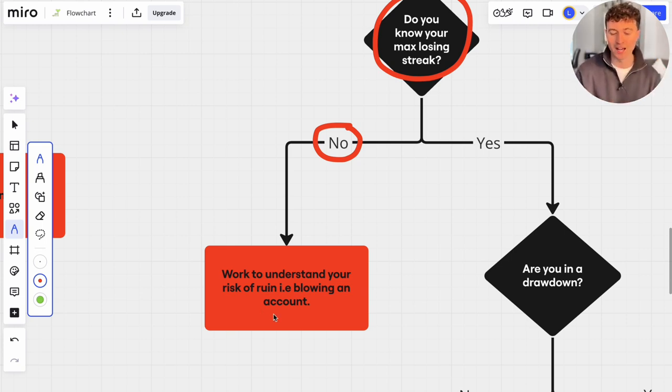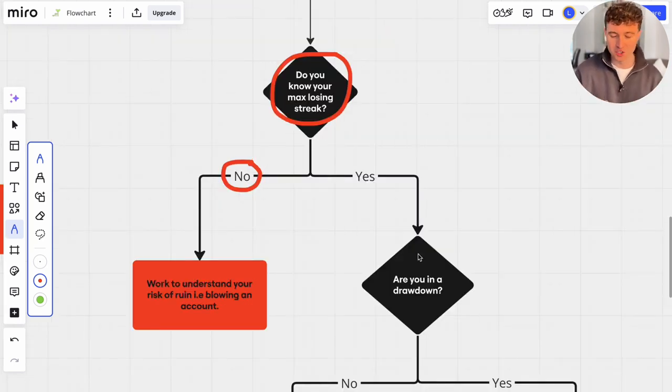i.e. blowing an account. You can do this by simply backtesting your trading strategy. For me, I've done this over hundreds and hundreds of trades to find out what my maximum losing streak is. Then once you've done this, you can use that to reverse engineer your risk profile. And that just simply means how much risk you're going to take every single trade. For me, for example, let's just take gold. I know that my max losing streak is 6 trades in a row.